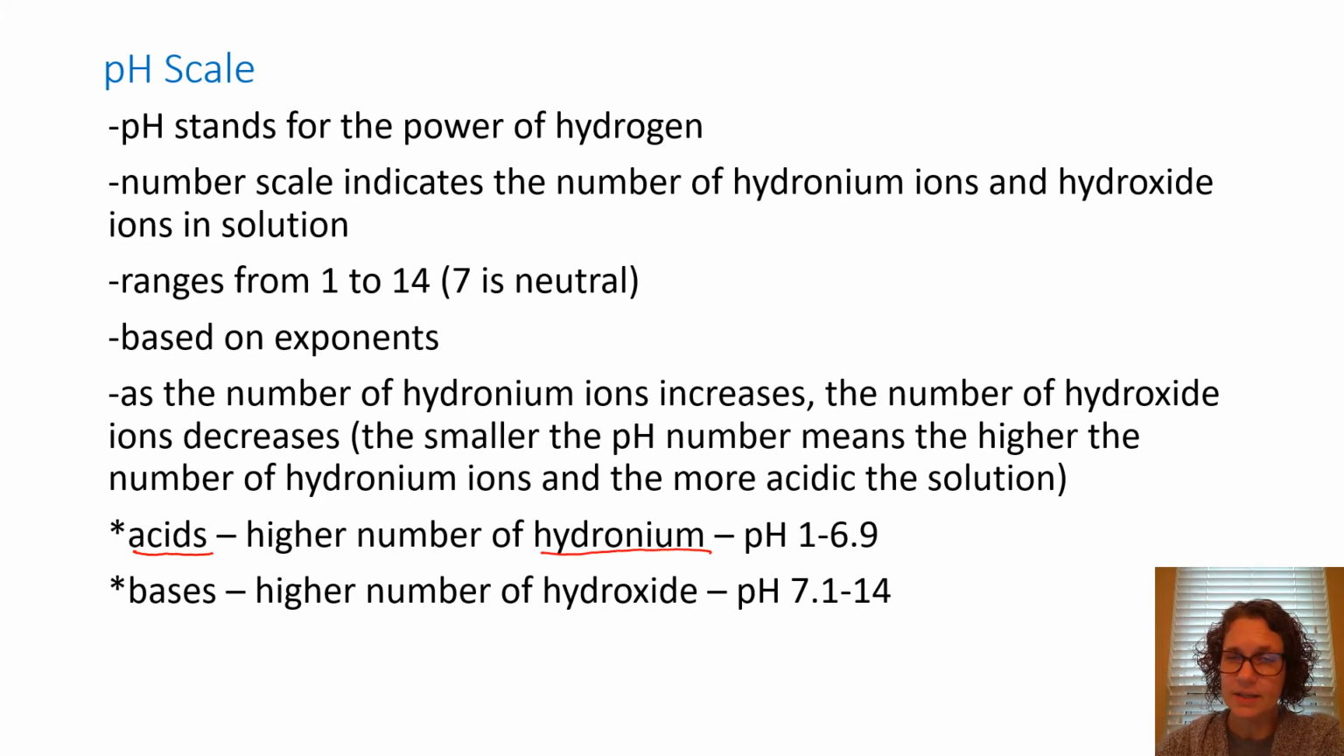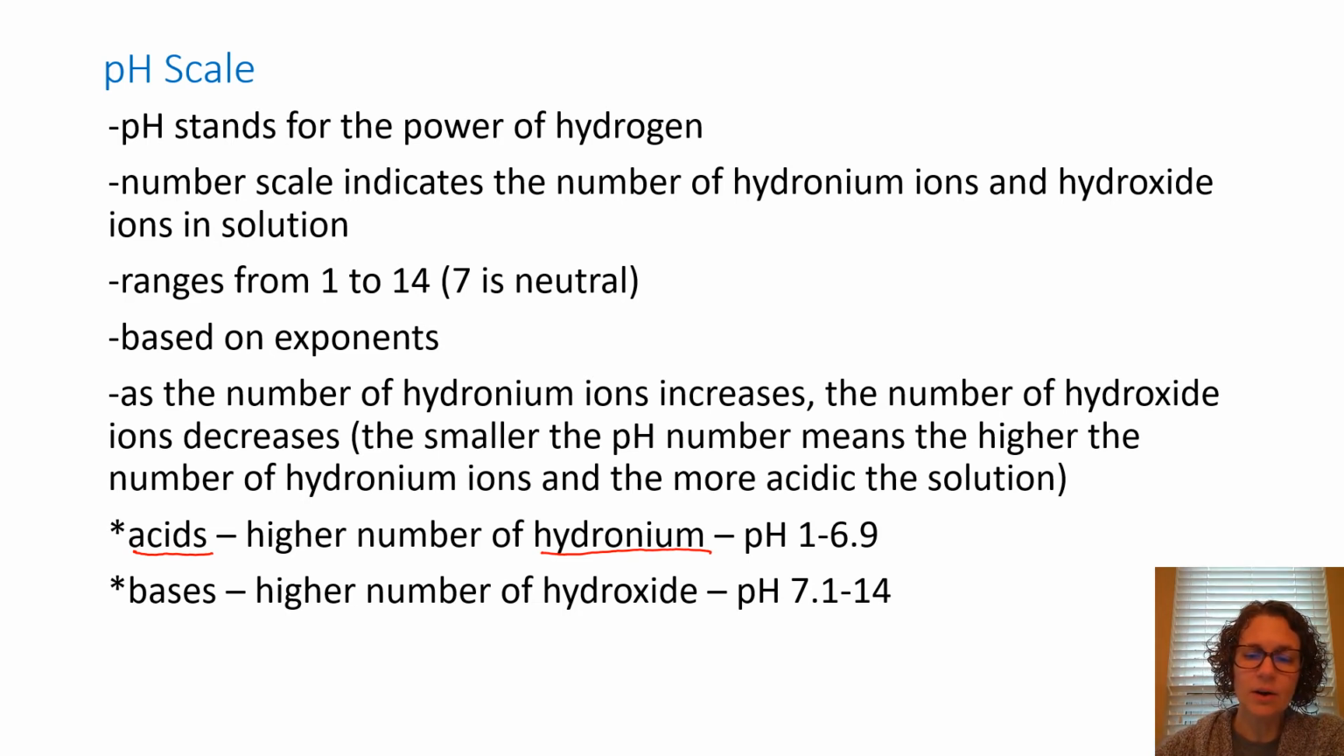And in that scenario, when you do the calculation and the log for that, you would get a number between 1 and 6.9, and that would be telling you that it is an acid. The number itself doesn't really mean anything. It's just telling you that it's on the acid side of the pH scale.